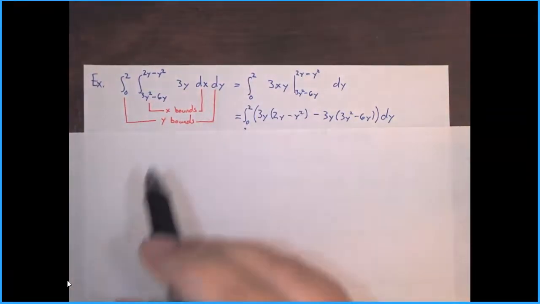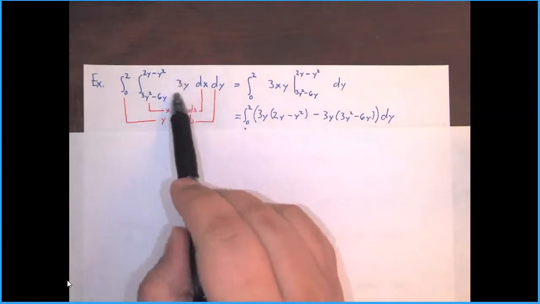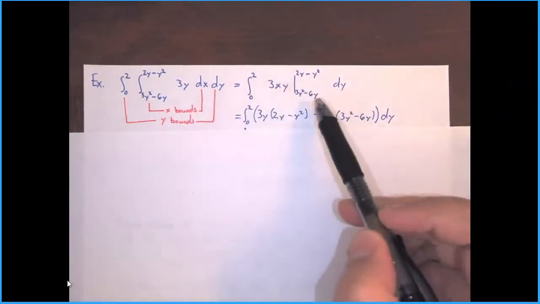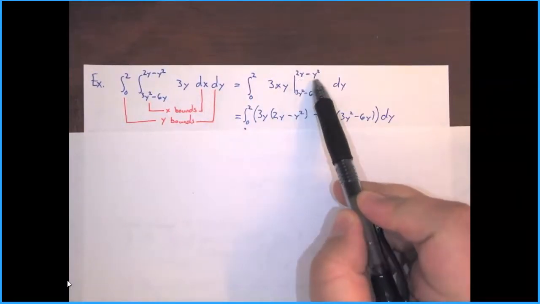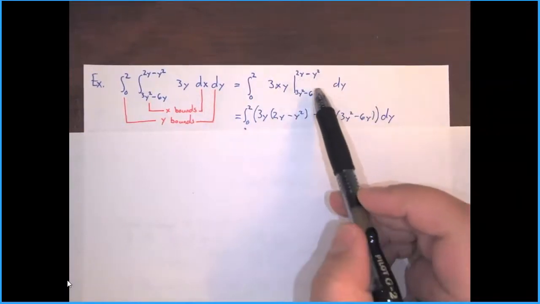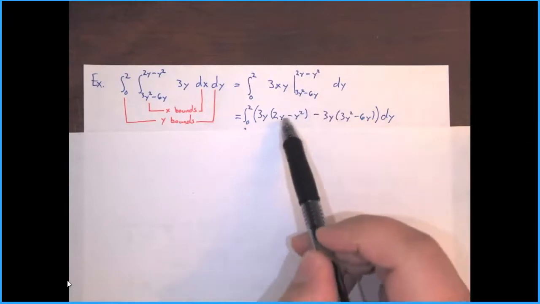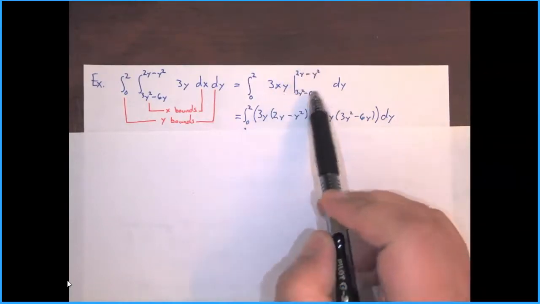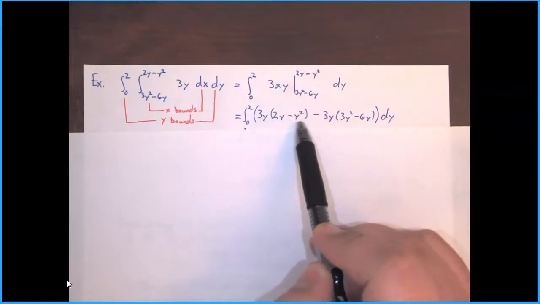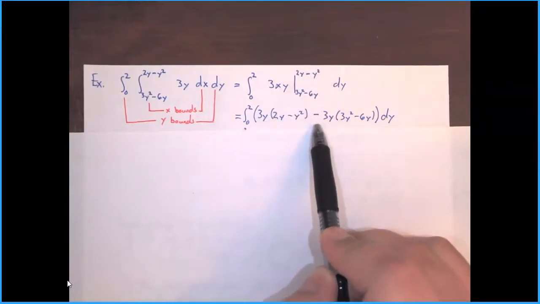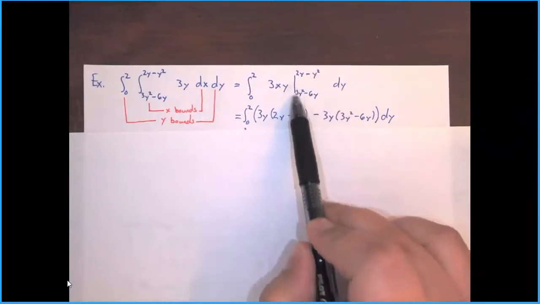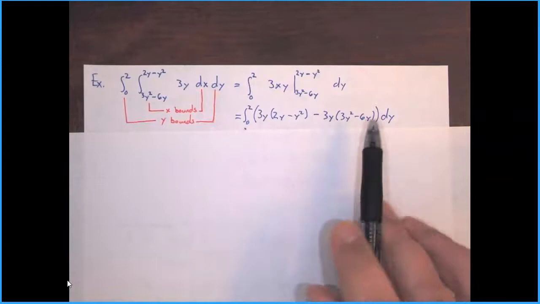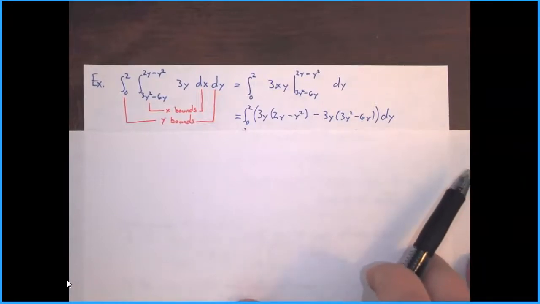So if I integrate this, I integrate with respect to x first, so I can think of this 3y as just a constant. So when I integrate, I get 3xy, but now I'm evaluating from one function to another function. So when I plug in my bounds of integration, I get 3y times, I need to plug in 2y minus y squared into x. So I get 3y times 2y minus y squared minus 3y times another function I plug in for x, 3y squared minus 6y. So already this is more complicated, right?